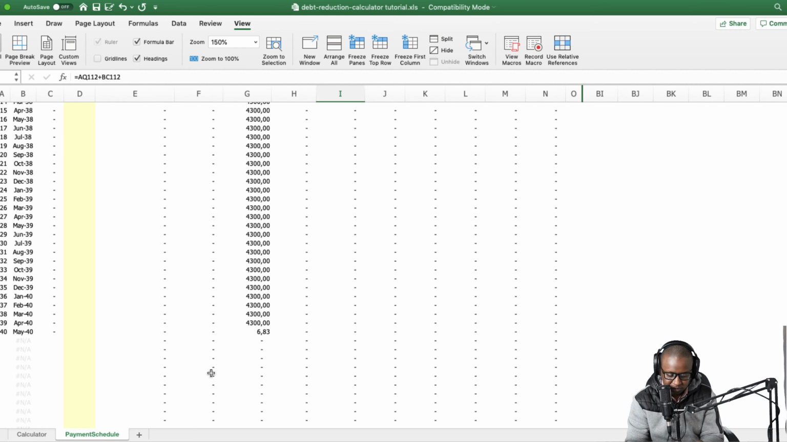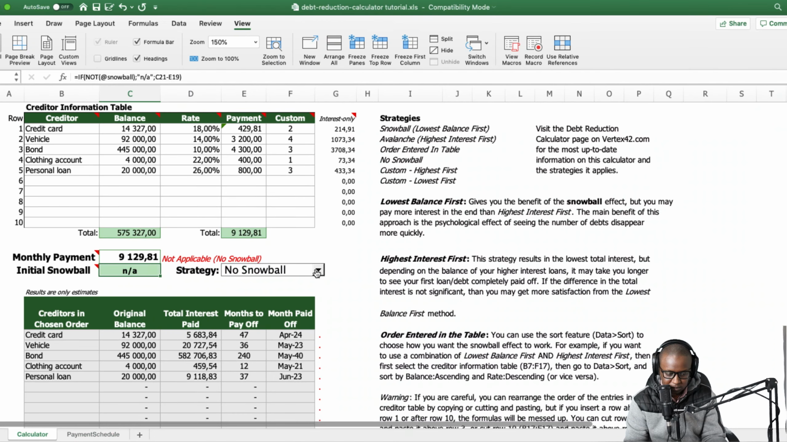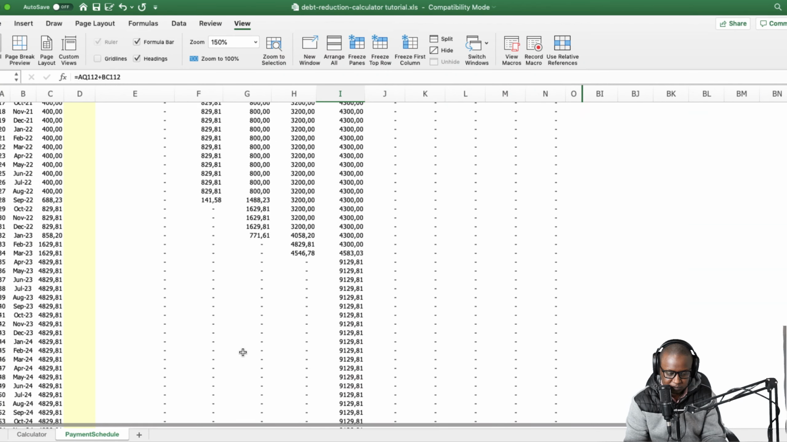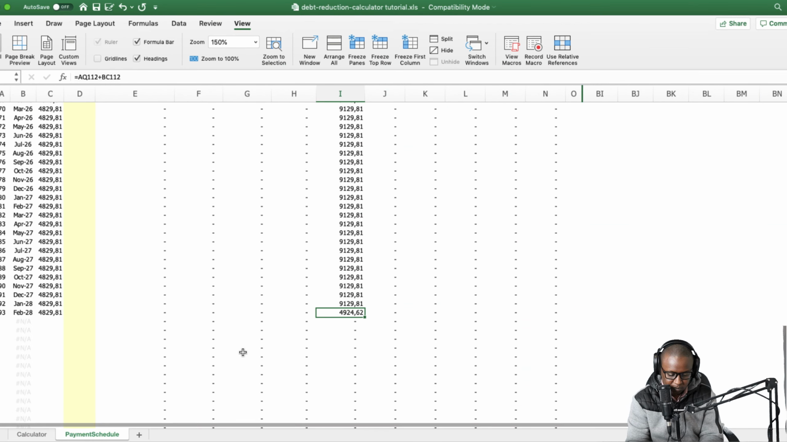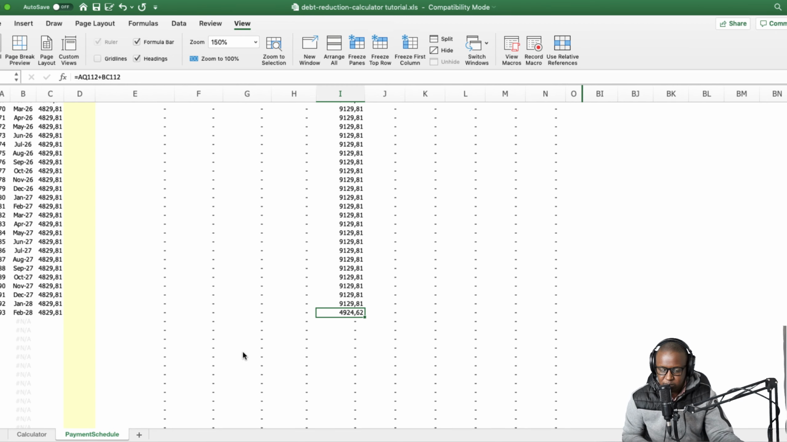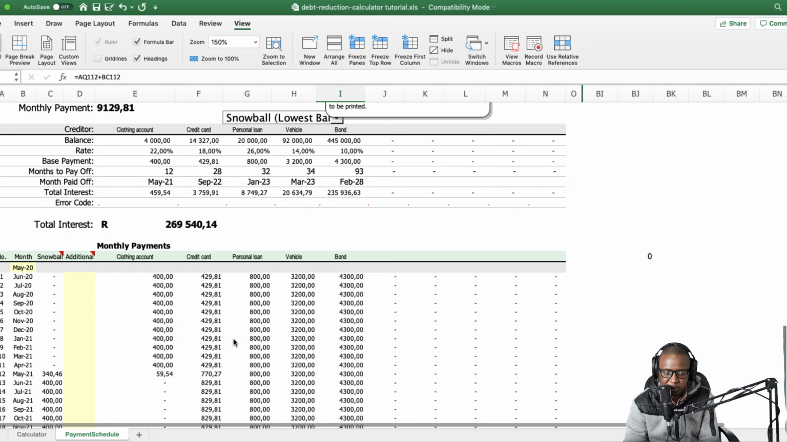Let me calculate for you. So it's 259, minus 112. By 12. So you are paying it off 12 years before time if you are using the snowball method. And your interest, remember, is now 269,000. So you've saved almost 300,000 of interest if you are using the snowball method.